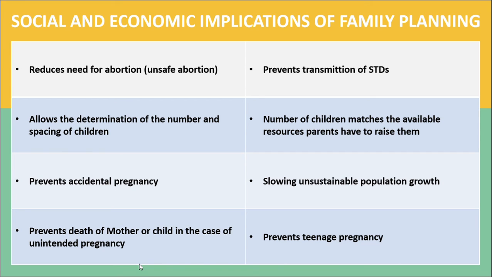The number of children matches the available resources the parents have to raise them. It slows unsustainable population growth and it prevents teenage pregnancy.